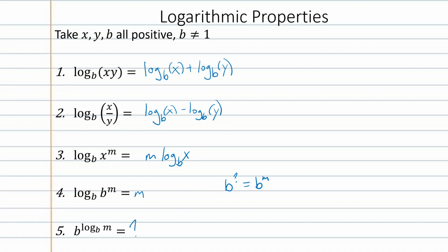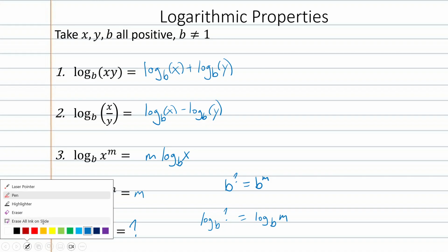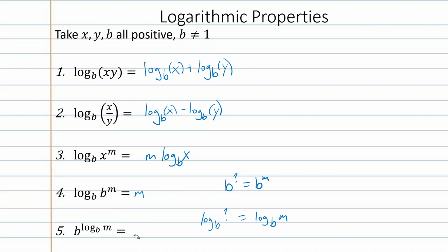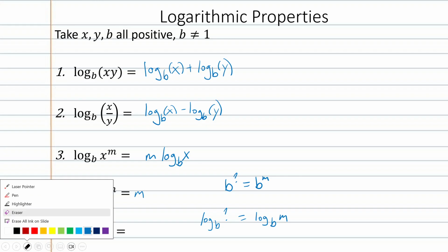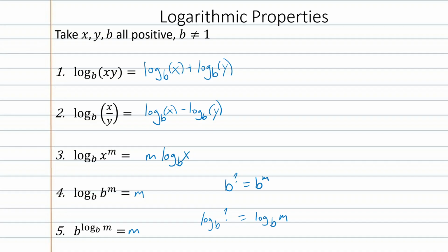How about this one? Let's do the same thing here. Now here I have b raised to the log base b of m. What if I converted that one to a logarithmic form? Well, that would be the log base b of something equals the log base b of m. So that something would once again have to be m. So it's almost like the b and the log base b cancel out.